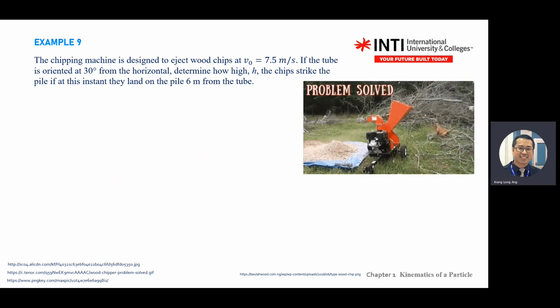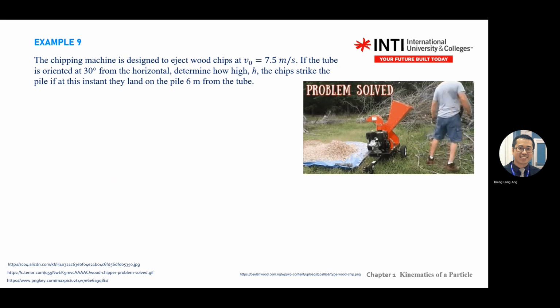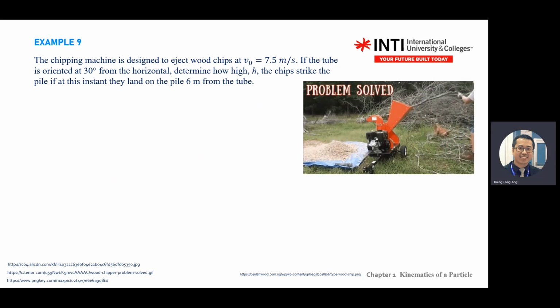Right, a chipping machine means you throw something in, like wood, and then you recycle the wood chip there. Then you are given the velocity of a wood chip: V initial is 7.5 meters per second. If the tube is oriented 30 degrees from the horizon, so this machine, this head here, you can tilt it up or tilt it down so that you can control the spraying direction.